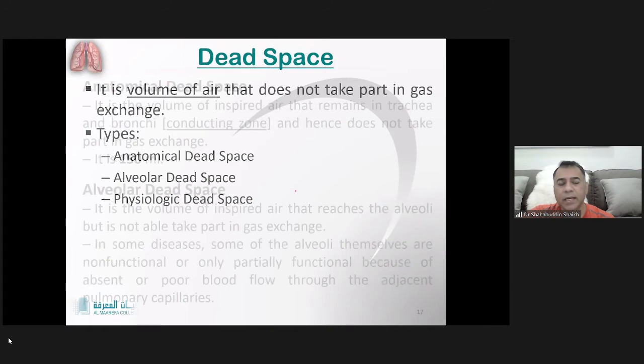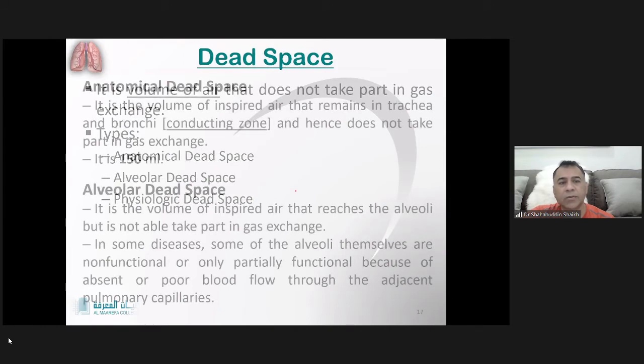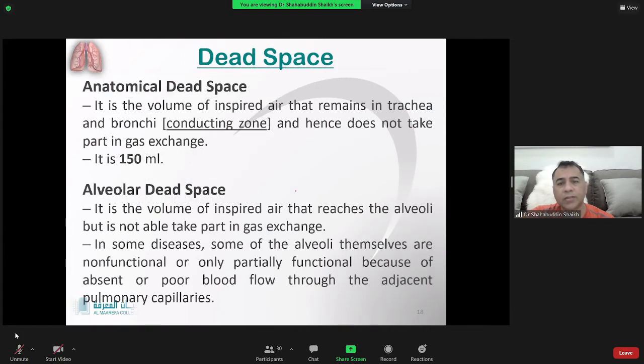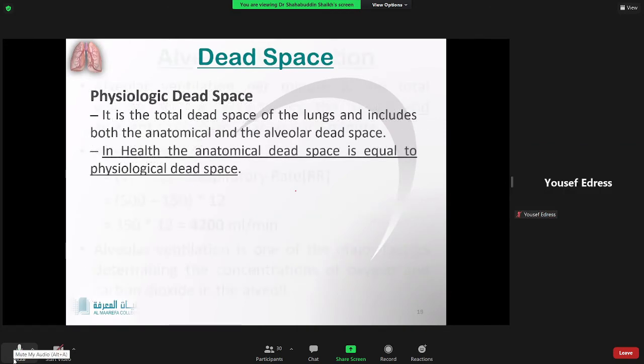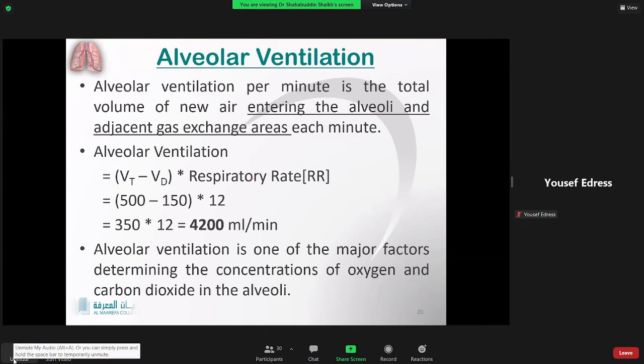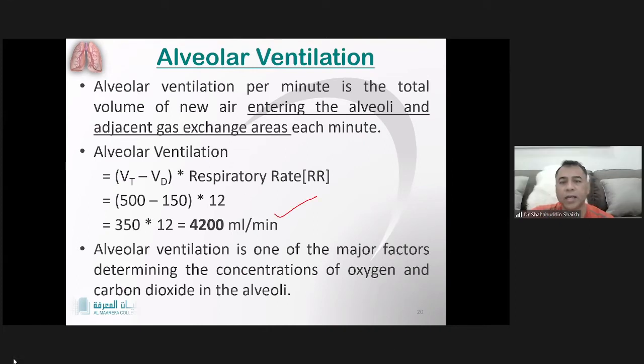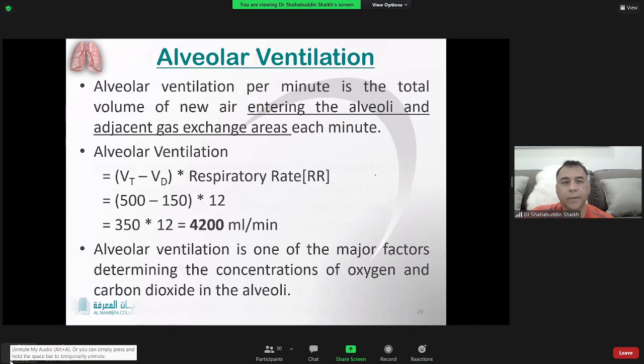One sentence: anatomical dead space is equal to physiological dead space. Is it normal or not? Normal. This is how you calculate alveolar ventilation. This is the definition of alveolar ventilation. Please remember that.